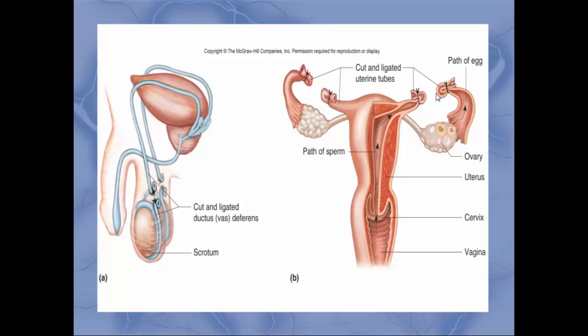Alright, that takes us to the end of this chapter, the male and female reproductive systems and the menstrual cycle for the female. Of course, if you have any questions, please ask or post them to the discussion board.